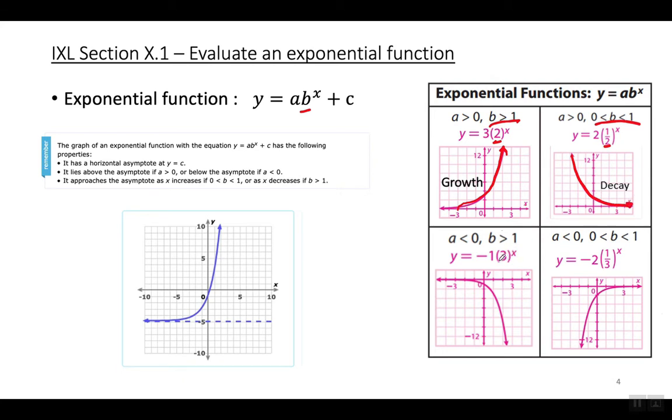So same thing down here. If B is greater than 1, the line is going away from the horizontal asymptote from left to right. And if B is between 0 and 1, it's going to be heading towards the horizontal asymptote from left to right. Okay, let me say that in Spanish.